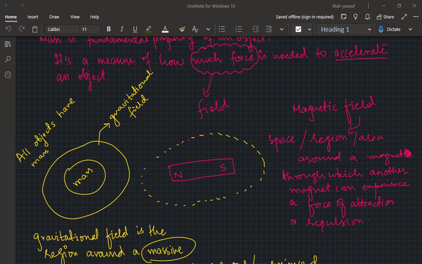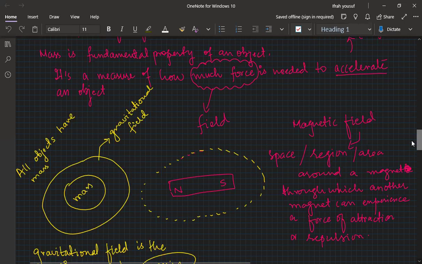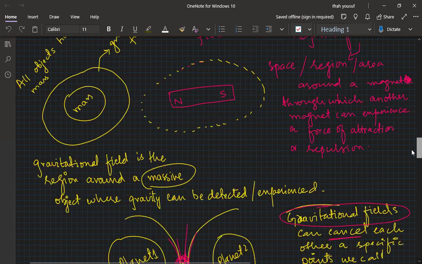It is not a part of the syllabus, so you do not have to focus more on this. You just need to understand that whenever there is a mass, there must be a gravitational field around it. If there's a massive object, then there will be a large gravitational field around it. So the gravitational field is the region around a massive object where gravity can be detected or experienced by any other object.